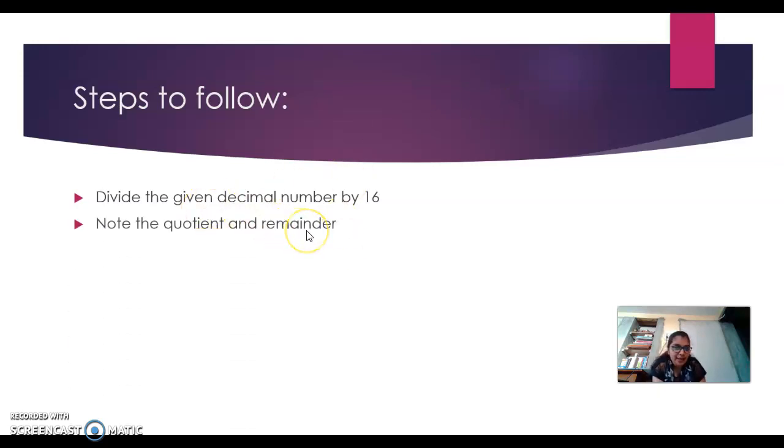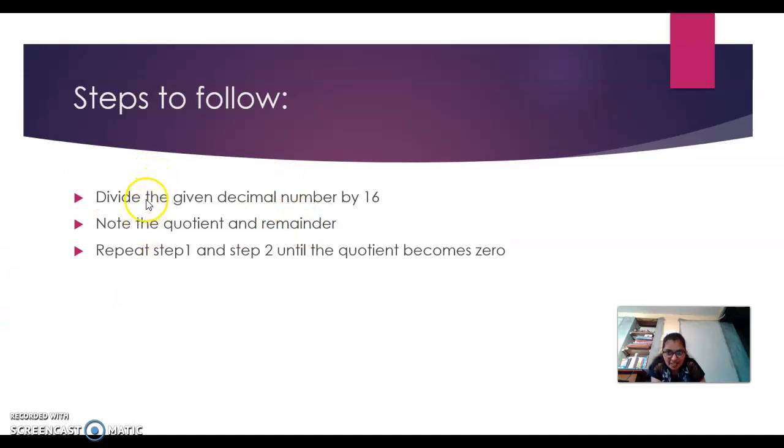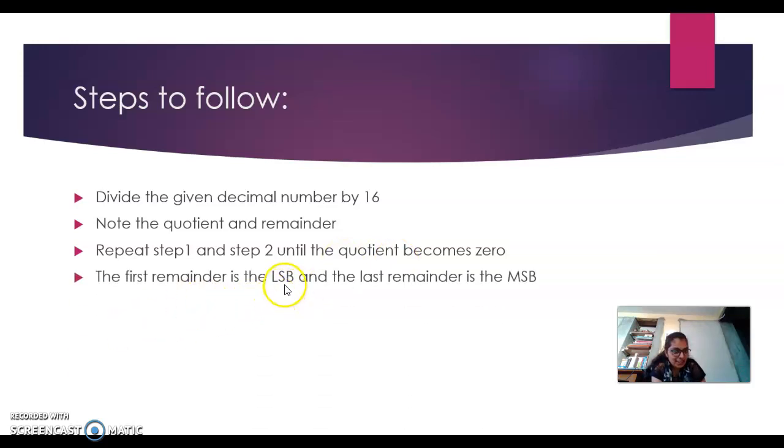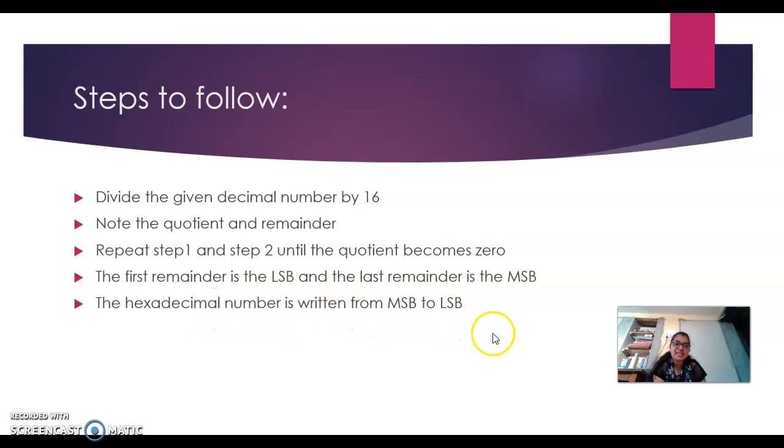Next, note the quotient and remainder. Third step is to repeat these two steps until the quotient becomes 0. Here in this division, the first remainder is the LSB and the last remainder is the MSB. While writing the hexadecimal equivalent, always write it from MSB to LSB.